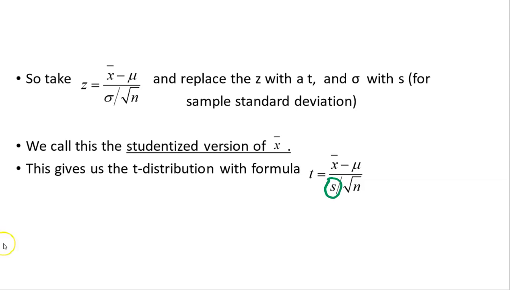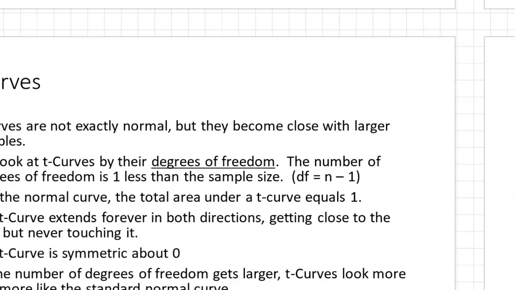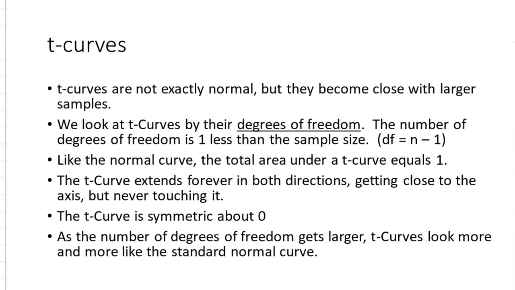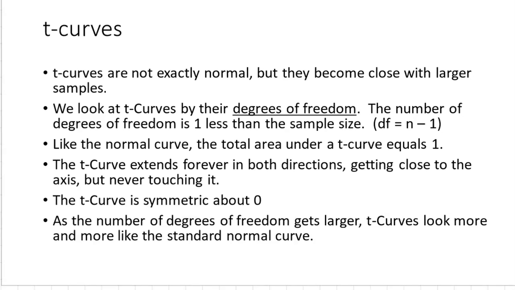So let's take a look at what these t-scores look like and where to find them. Well, the other thing that you're going to notice is that in order to use these t-scores, you're going to need to know your sample size. And the sample size subtracted by 1 gives you what we call the degrees of freedom.